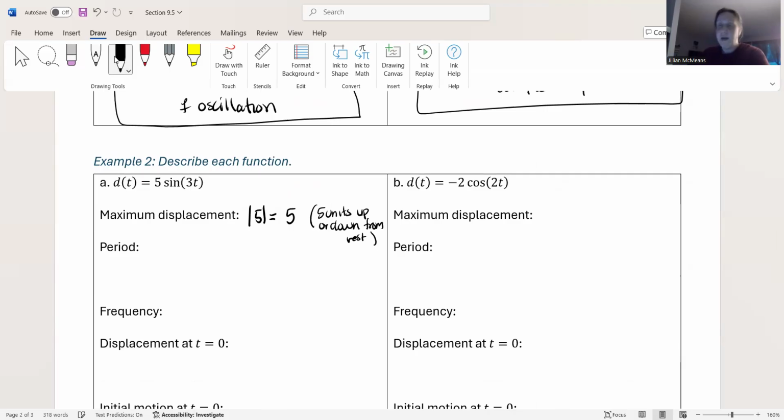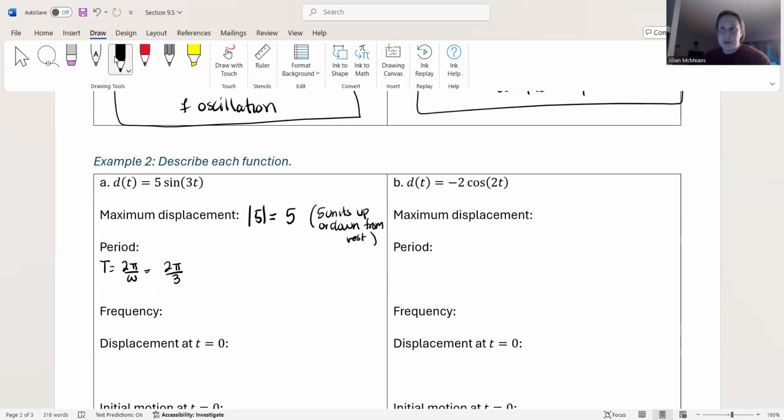All right. Now we have the period. So we've already played around with the period. We did that in the previous example. So remember, the period is always, for sine and cosine, going to be 2 pi divided by omega. And in this case, omega is 3, so it's going to be 2 pi over 3. And remember, we're talking about the time to complete one full oscillation here. That's really what our period is.